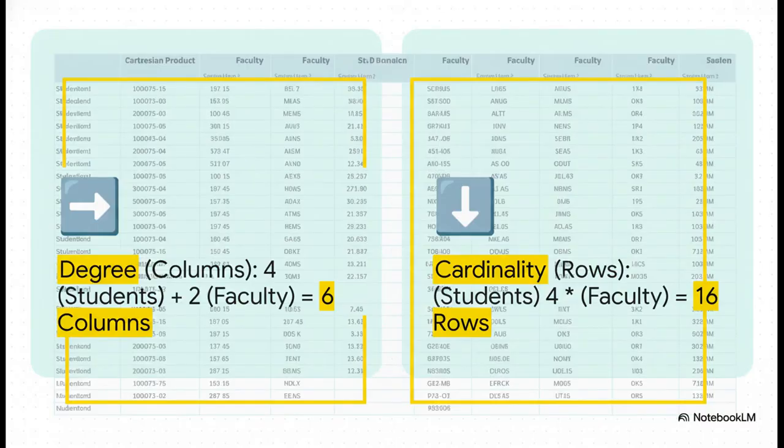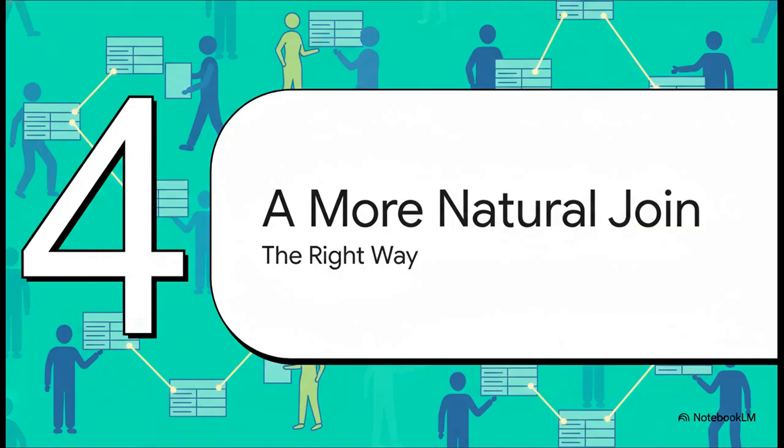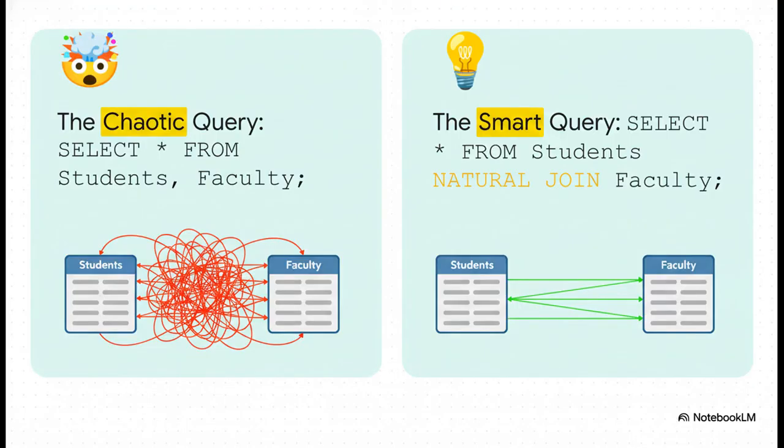And just so you know the lingo, in database terms, this result has 6 total columns. That's called the degree, and 16 total rows, which is the cardinality. It's the predictable, mathematical result of our naive query, and it is definitely not what we were looking for. Okay, so clearly, the Cartesian product is not our friend here. We need a much smarter way to combine our tables, one that actually uses that powerful foreign key link we worked so hard to establish. So, how do we fix this whole mess?